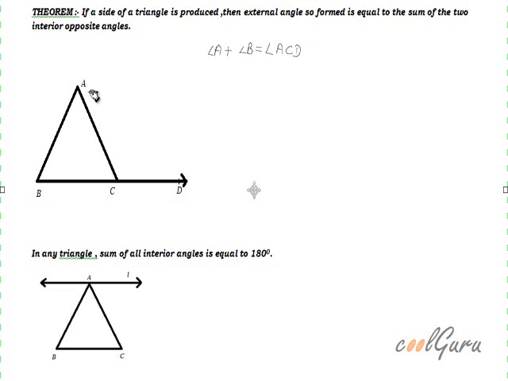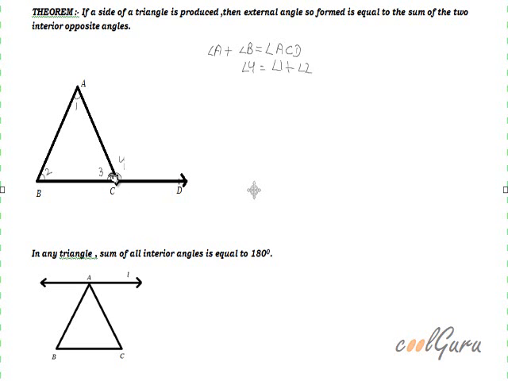ACD. Now let me name these angles: angle A as 1, B as 2, C as 3, and angle ACD as 4. Now we have to prove that angle 4 is equal to angle 1 plus angle 2.